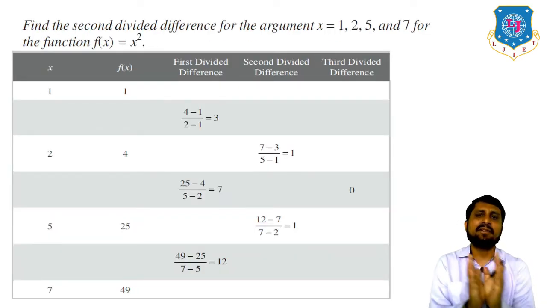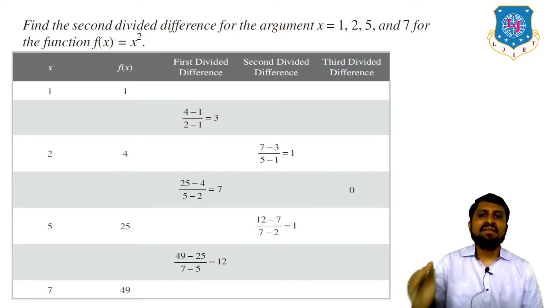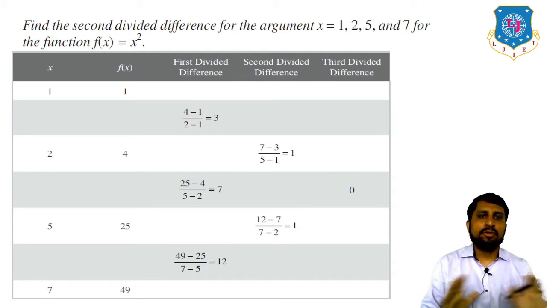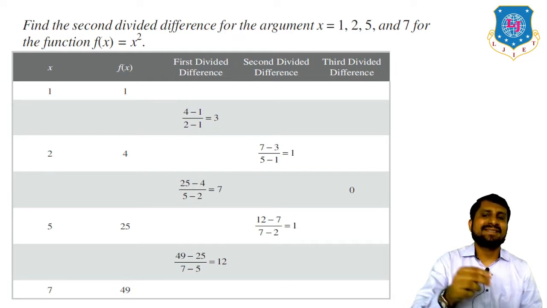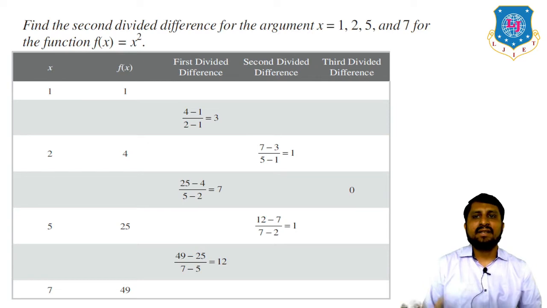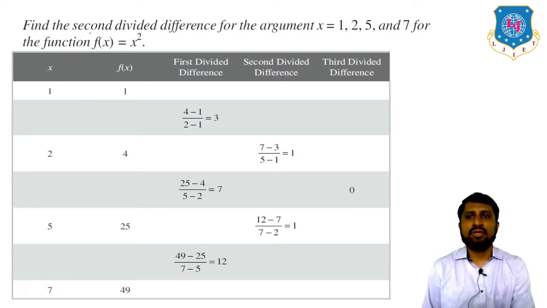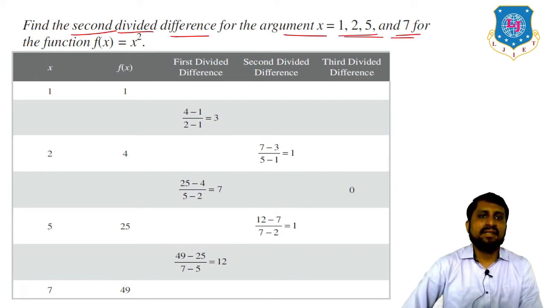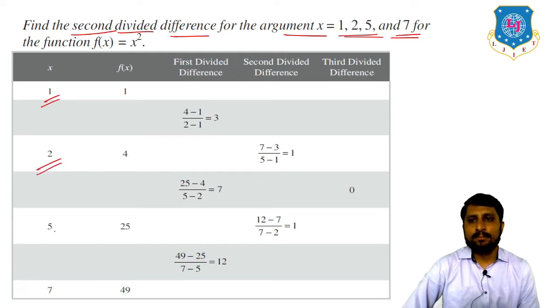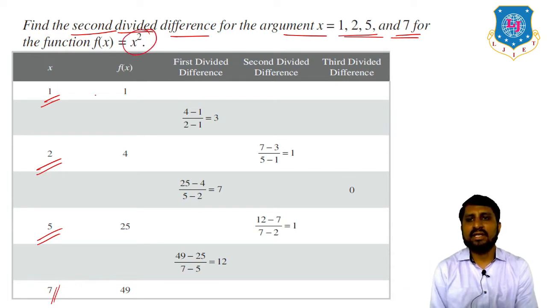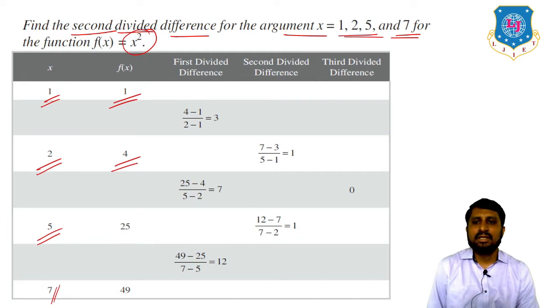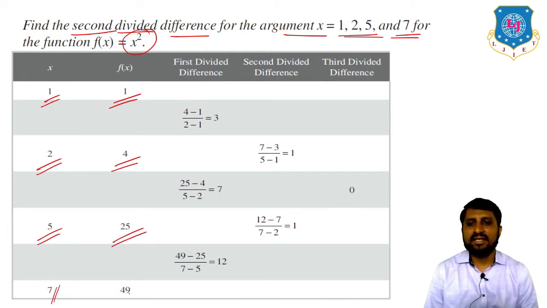First, we just try to understand how we can make a divided difference table. Forget about Newton's divided difference interpolation formula for now; just try to understand how we define the divided difference table. Here I want to find up to the second divided difference. For the argument, the values of x are 1, 2, 5 and 7. Now f of x, the function, is already given: f of x is x square. So 1 square is 1, 2 square is 4, 5 square is 25 and 7 square is 49.